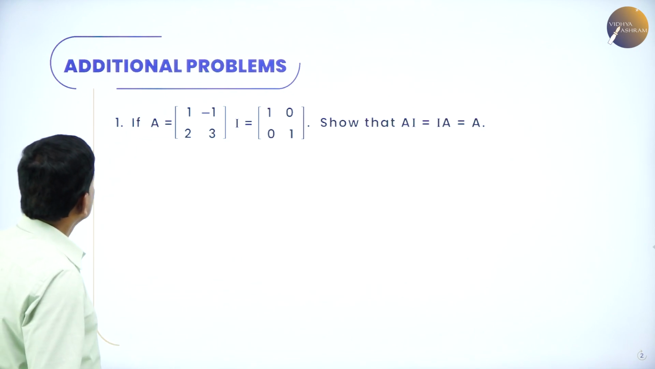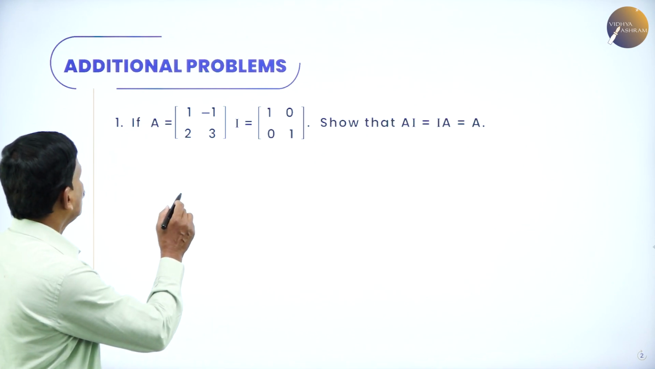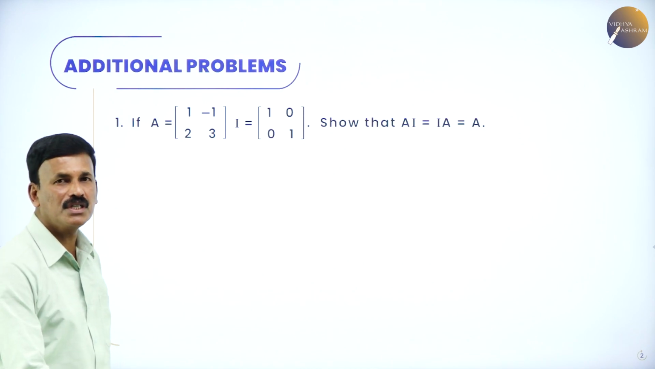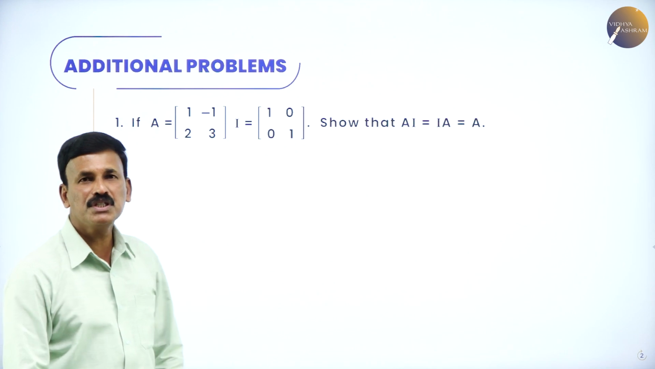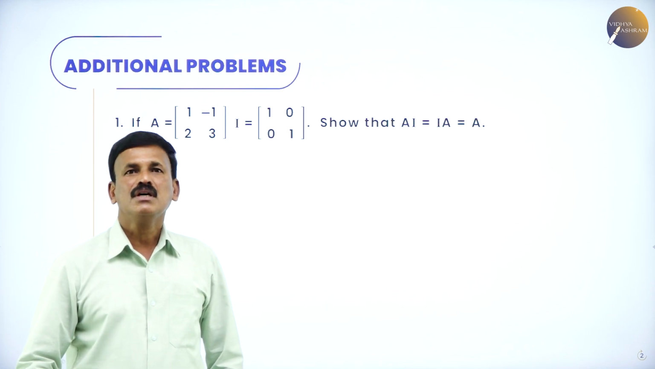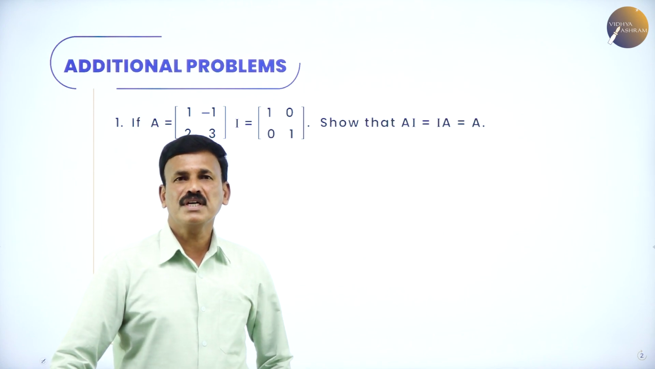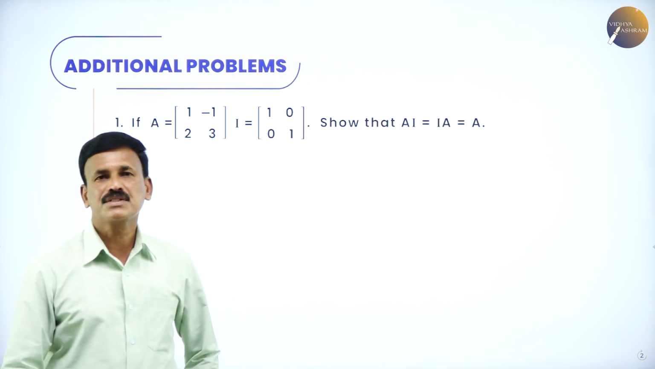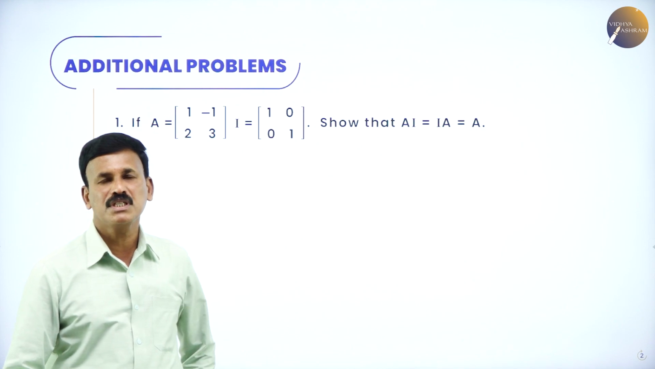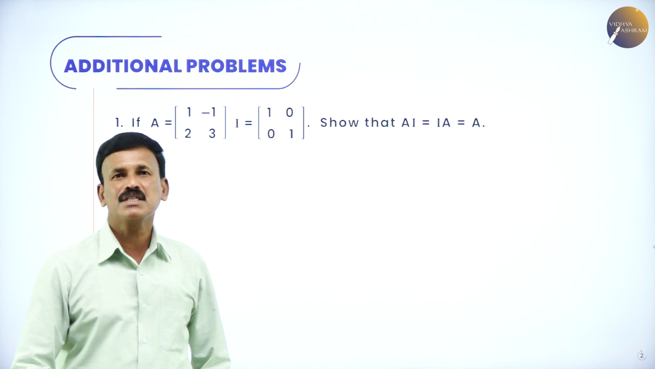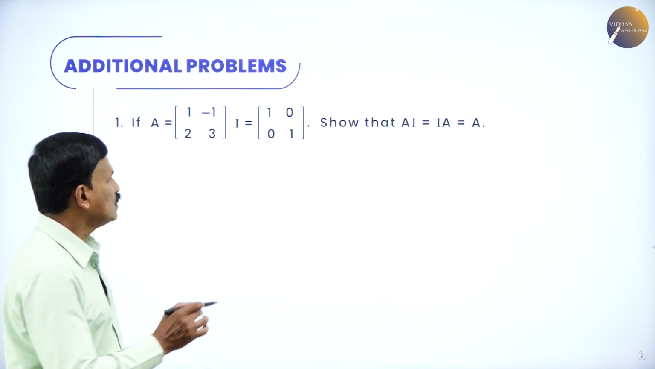The problem is: if A is equal to [1, minus 1; 2, 3] and I is equal to [1, 0; 0, 1], show that A into I is equal to I into A is equal to A. The same property we have used for problem solving in elementary row operations to find the inverse of a matrix. Also in theorems we have used this concept: a matrix into identity matrix is equal to identity matrix into any matrix is equal to the same matrix. That is the problem.